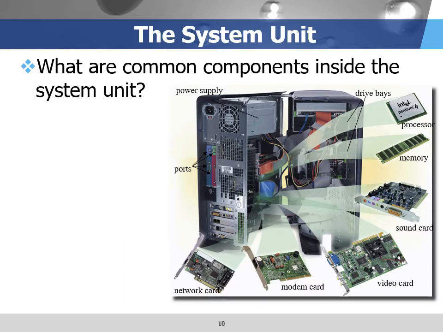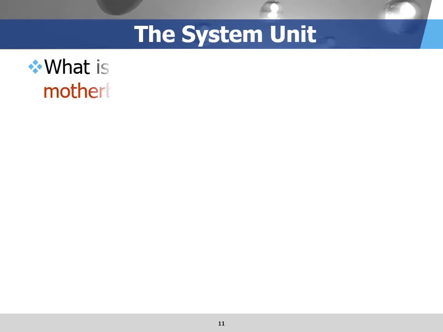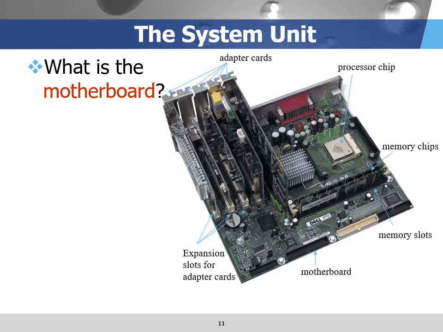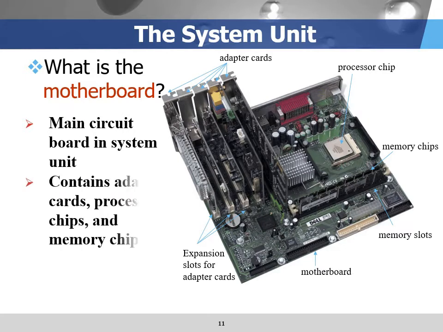So basically, it has the processor, memory, different types of cards and ports, drive bays, and power supply. And the most important circuit is called the motherboard. And as you can see from the picture, all of the components are mounted on the motherboard. The motherboard is also called the main board.